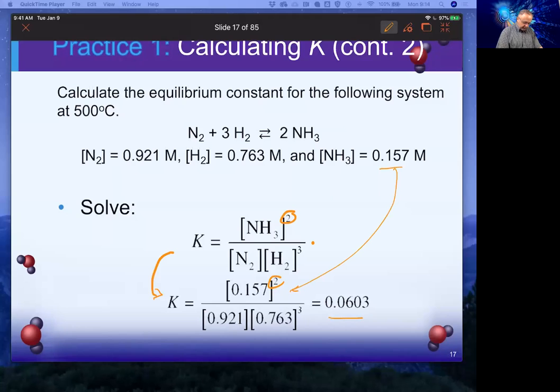0.0603. So it looks like this is less than 1. And if you look in here, the concentration of NH3 is 0.15, the concentration of the reactants is 0.7, and this is almost 1, which means that the products are not favored for this reaction, right? This K less than 1 means reactants are favored.